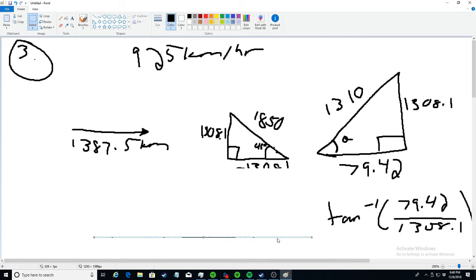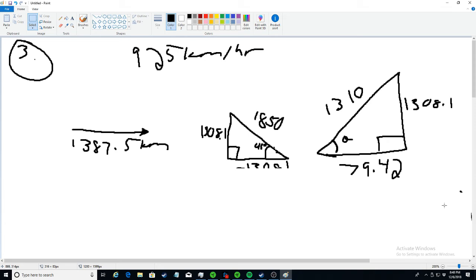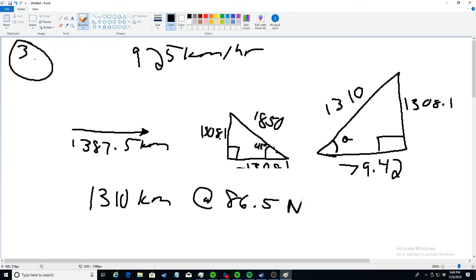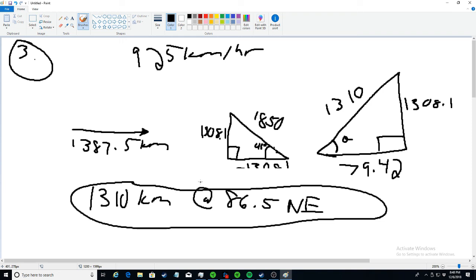So there's that. I'm now going to write our final answer. After you solve that tangent function there, you're going to be getting 1310 kilometers at 86.5 degrees northeast. And there's your final answer for number 3.